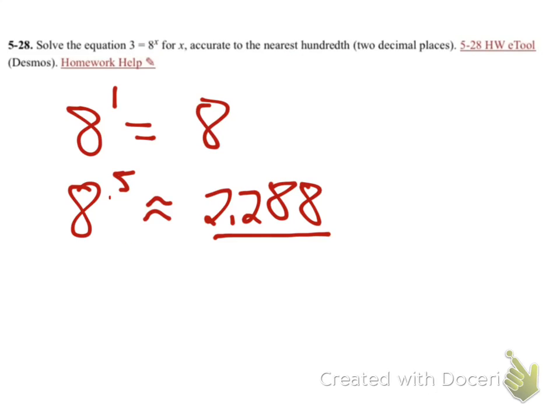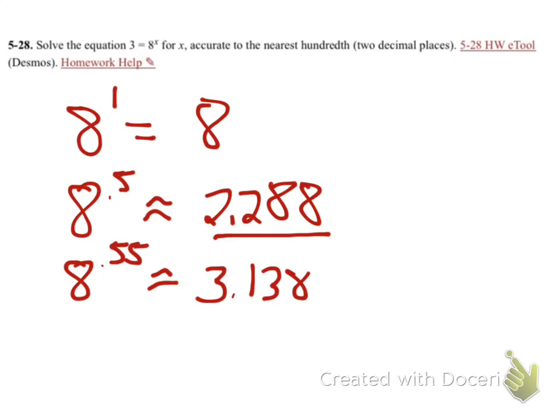So I know that 0.5 is a little bit low, so I'm going to try a number that's a little bit larger. So 8 to the 0.55, let's try that. And typing that in, you get approximately 3.138. So now I see that my answer is somewhere between here. So it's going to be somewhere between 0.5 and 0.55. So that's what I'm looking at now.